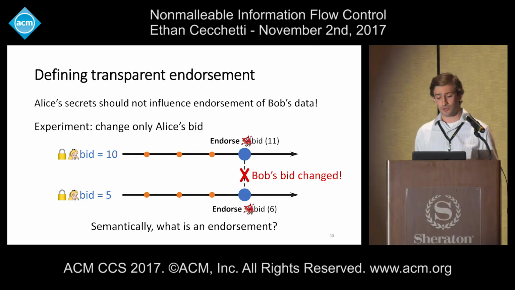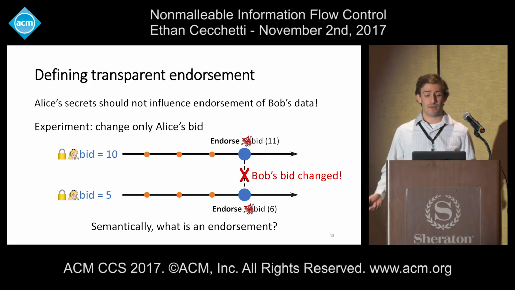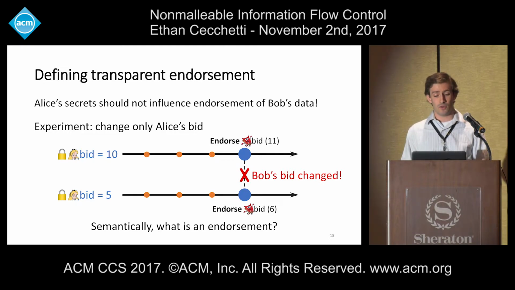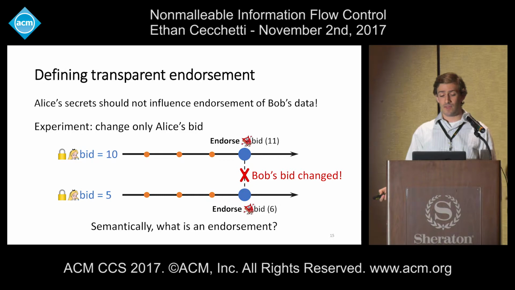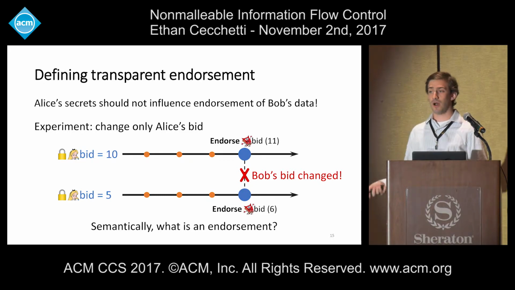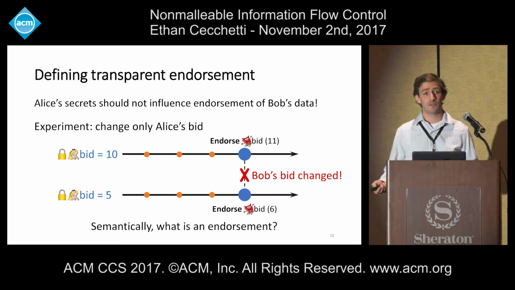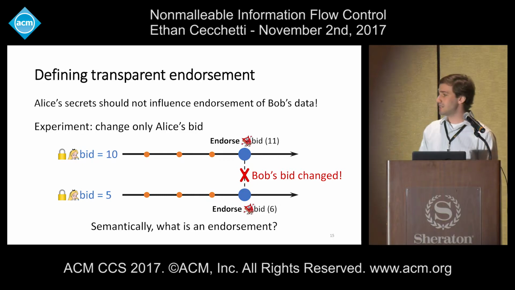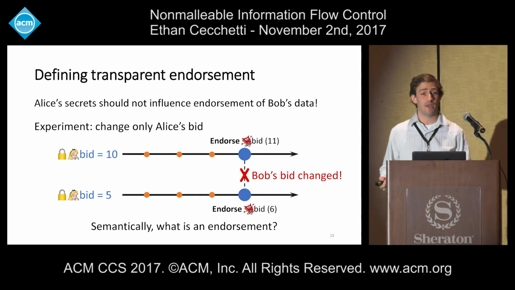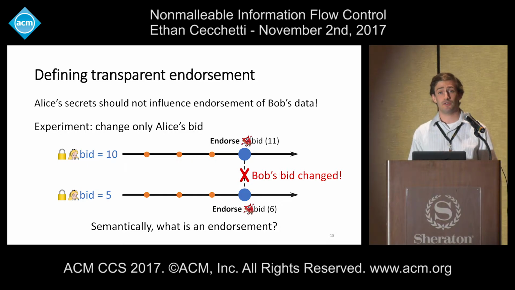And the intuition here is that we don't want Alice's secret information to influence endorsement of Bob's data. So if we look at our untrusted auction and we run it twice, but keep everything the same except for Alice's bid. We only change Alice's bid, and for example, maybe Alice bids either $10 or $5. We can check whether or not Bob's endorsed data is the same. So in both cases, we see a bunch of things happen that are not endorsements of Bob's data. And then if Alice bid $10, we see an endorsement of Bob's bid for $11, whereas if Alice bid $5, we see an endorsement of Bob's bid for $6. And in this case, the only thing we changed was Alice's bid, but we saw a difference in the result of this endorsed value for Bob's bid. So this is not secure according to our definition of transparent endorsement.